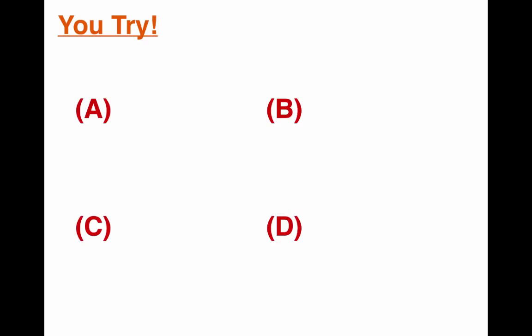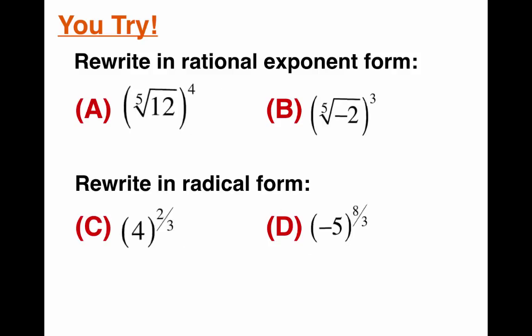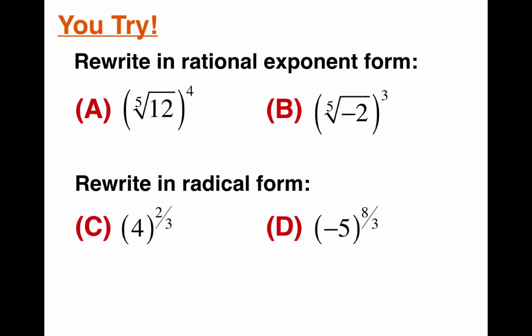All right, your turn. You're going to try. For each of these, you've got directions. You're going to rewrite in rational exponent form, and you're going to rewrite in radical form. And I'm going to give you 4 questions. Right now, I want you to copy all of these down, hit the pause button on your device, and see if you can do it all on your own.